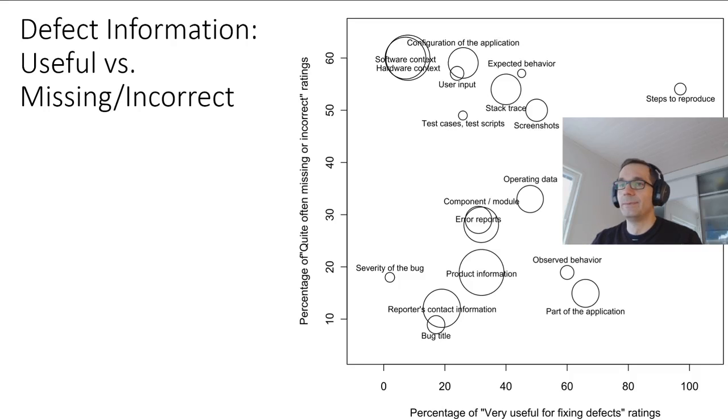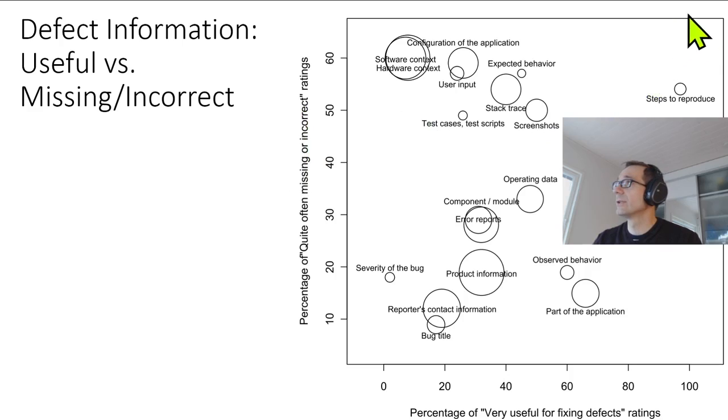So in the figure we can see the previously listed defect items, and on the x-axis we have the percentage of very useful for fixing defect ratings. So here from 0 to 100 is basically the same data that we just looked at in Excel. But here there is also the y-axis, which is the percentage of quite often missing or incorrect ratings. And if we consider this figure, the most problematic defect information would be found in the top right corner, because it would be very useful for fixing defects and it would be quite often missing or incorrect.